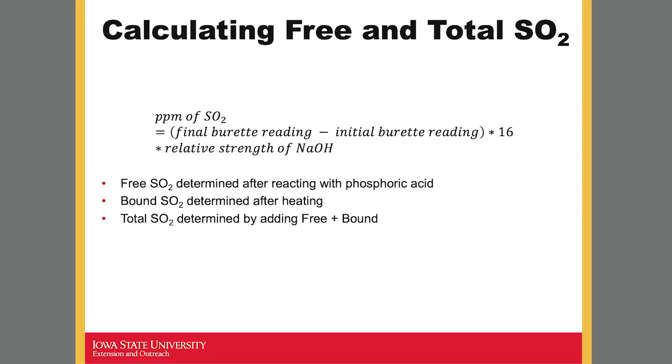So as I just explained, to know how much free SO2 or bound SO2 or total SO2 you have, you need to use the final burette reading. The volume of sodium hydroxide final you had, you subtract the initial volume in your burette and you multiply by 16. The multiplication by the strength of sodium hydroxide is only if you didn't use 0.01 normal. If you did use 0.01 normal, you just do that first line of the equation.